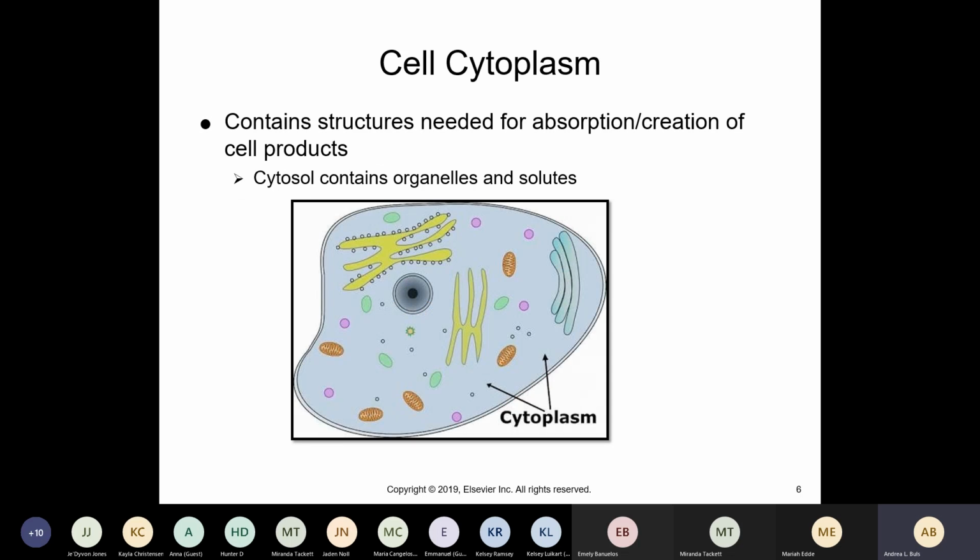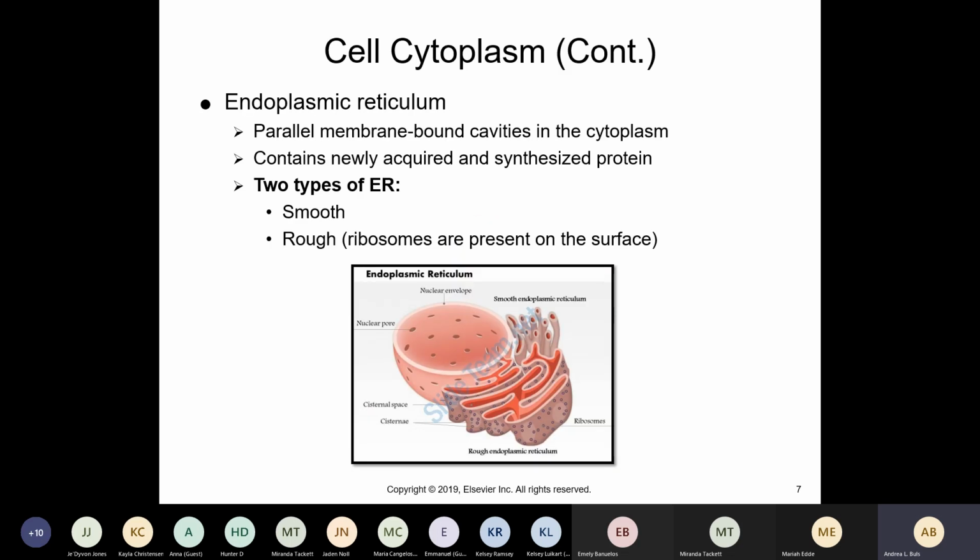The cell cytoplasm contains structures that are needed for absorption and creation of cell products. Cytosol contains the organelles and solutes. So this is all the cytoplasm area here, and you can see all the organelles floating around in it. The endoplasmic reticulum is one of those organelles, and it is a parallel membrane-bound cavity in the cytoplasm. You can see this little layered area off to the right of the nucleus. That is the endoplasmic reticulum.